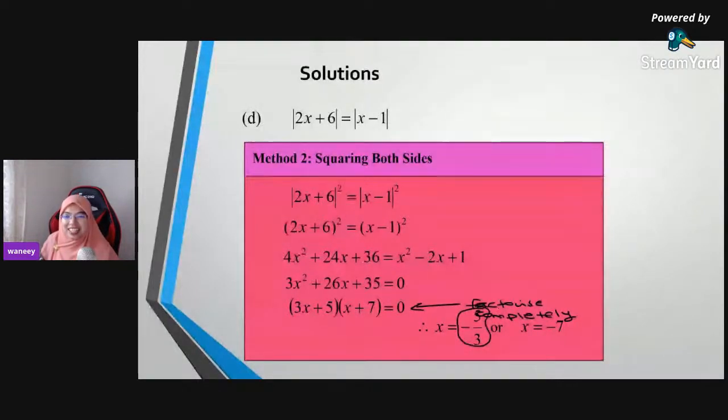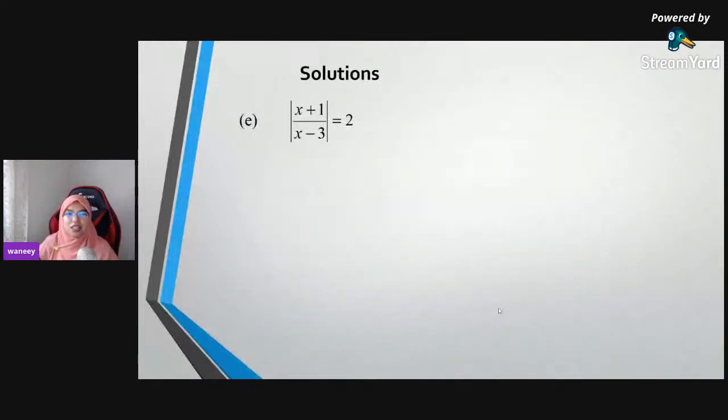Negative 5 over 3, x equal to negative 7. Okay, so done with this. I'll give you another one. So this is E. The modulus of x plus 2 over x minus 3 is equal to 2. So perhaps another 2 minutes for you. Two minutes starting from now. Pastikan buka dulu simbol tu.